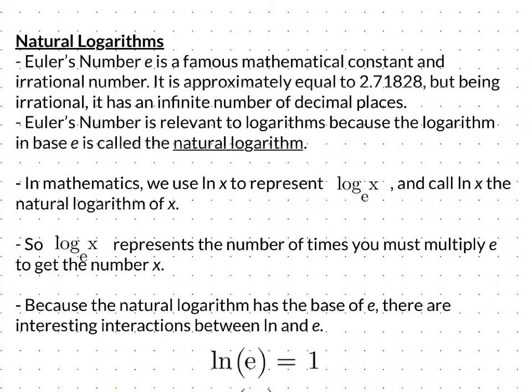Euler's number is relevant to logarithms because the logarithm in base e is called the natural logarithm. In maths, we use ln of x to represent the log in base e of our number of interest x, and call ln of x the natural logarithm of x. So ln is a shortcut for writing log in the base of e, interchangeable. You'll probably see this because it just takes less time to write.